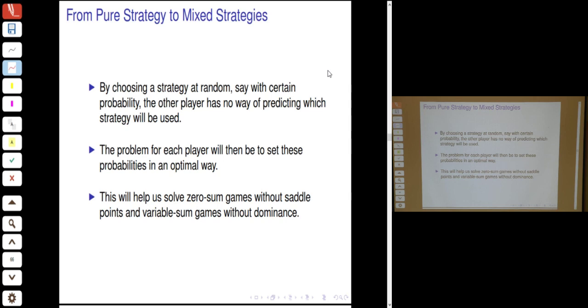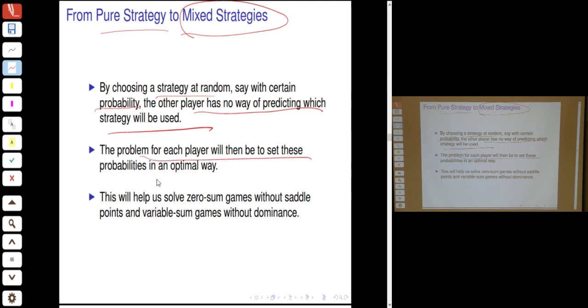These are called pure strategies. Each player selects one strategy. What is also of interest are mixed strategies. In mixed strategies, a player chooses a strategy at random, say with certain probabilities. Then the other player has no way of predicting which strategy will be used. So that's the utility of mixed strategies.